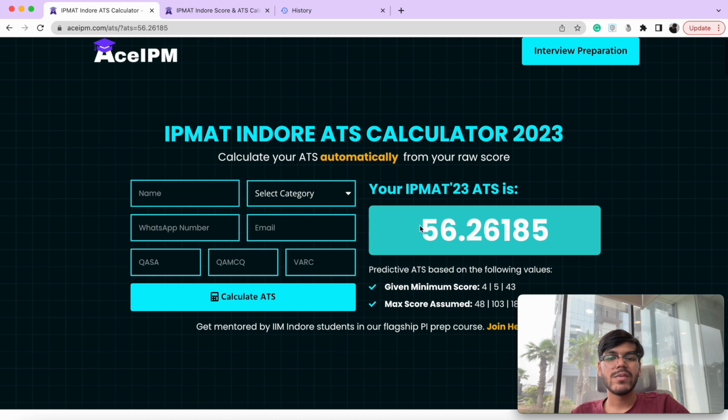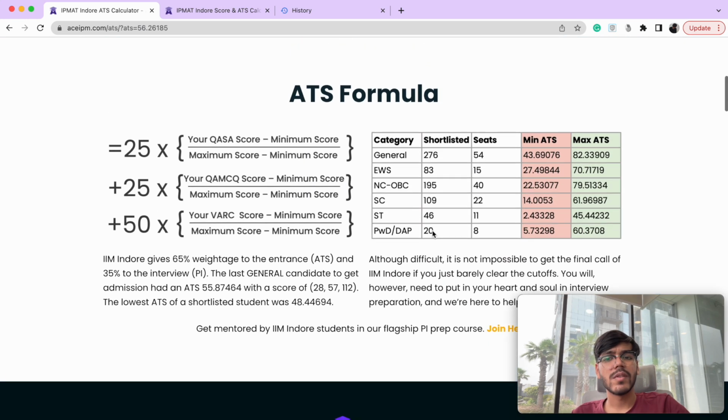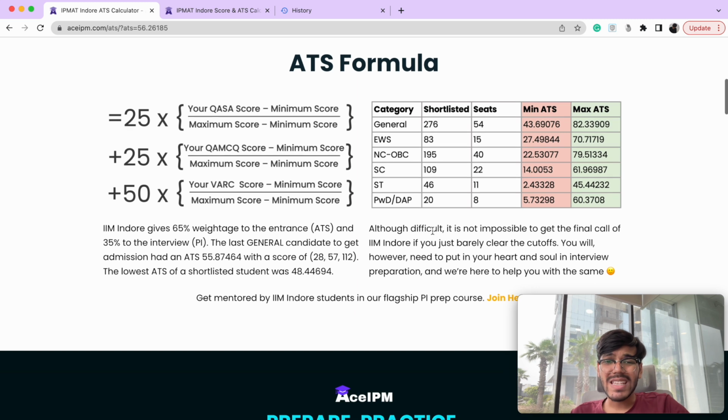Now, if you are getting something like a 46 or 56, should you be worried? I would say yes and no. Yes, there is a 65% weightage given to this ATS score, but the remaining 35% is still in your hand in terms of your interview preparation. In the case of last year, which was IPM 22, the last general candidate to get admission had an ATS of 55. And last year, the lowest ATS was 48, right? So if it was 48 as minimum and somebody with an ATS of 55, which is not that impressive, is also getting in, then you sure have a chance.